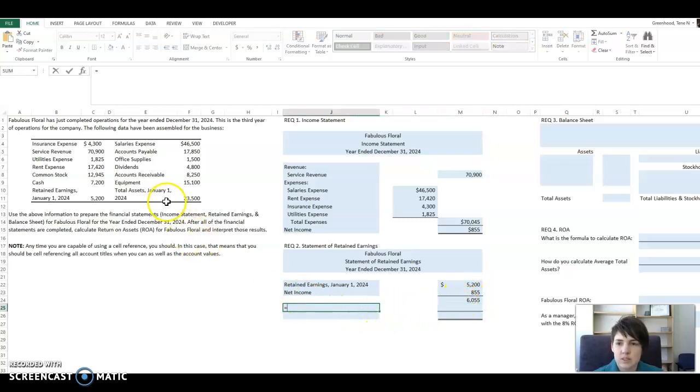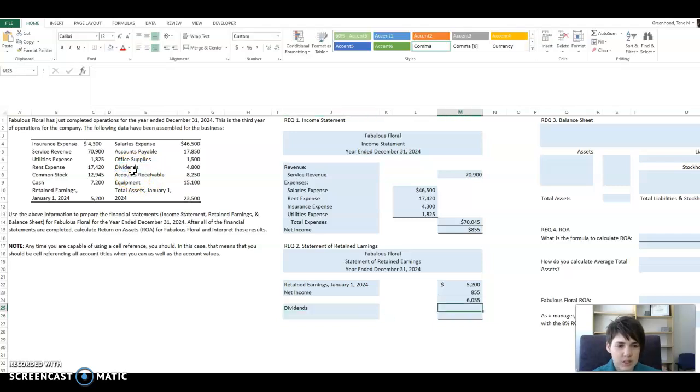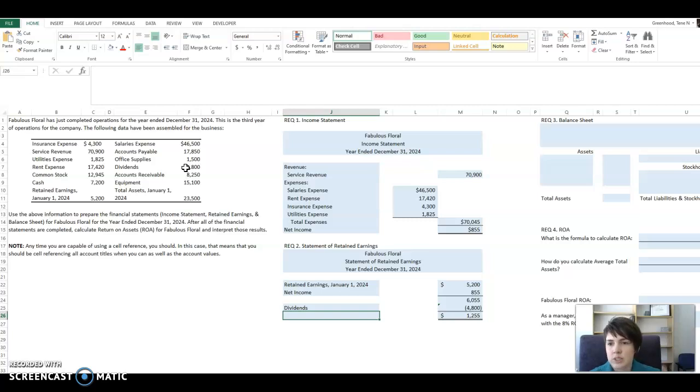Next we list dividends, so I'm going to cell reference that. This number needs to be reported in the negative because that's the distribution of retained earnings or of equity. And so we'll say equals negative sign, click on our 4,800. And then when we add those together, we have ending retained earnings of 1,255. And I don't have retained earnings as of December 31st, so we're just going to have to type it.